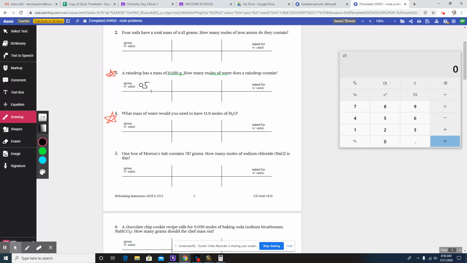0.05 grams of H2O. Put it over 1. That's a crazy looking G, but I'm doing the best I can.